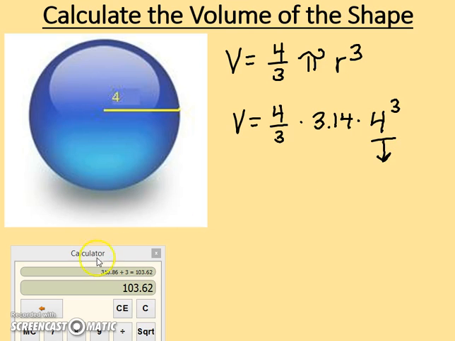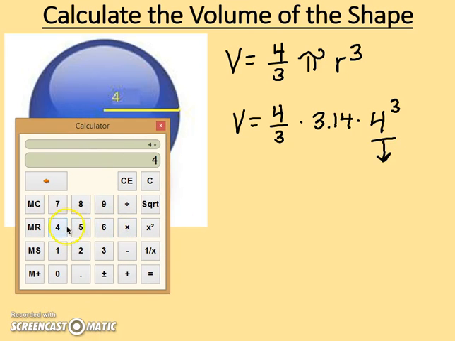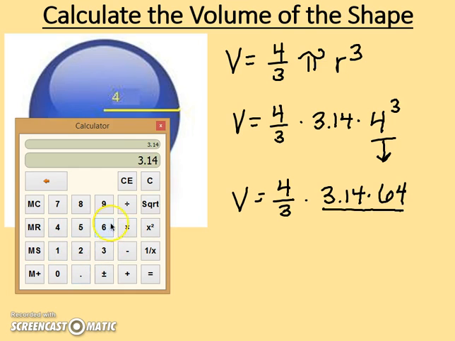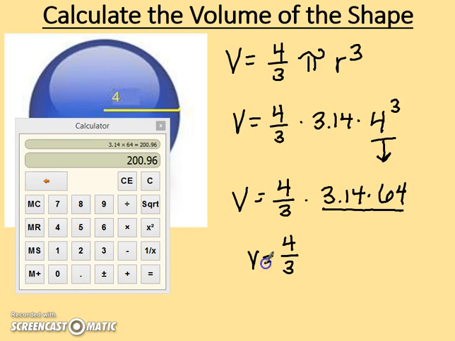Again, we need to do the exponent first. So that means 4 times 4 times 4, which is 64. So volume is 4/3 times 3.14 times 64. Once again, I like to multiply these two first. So I'm going to do 3.14 times 64, and I get 200.96. So I have 4/3 times 200.96.